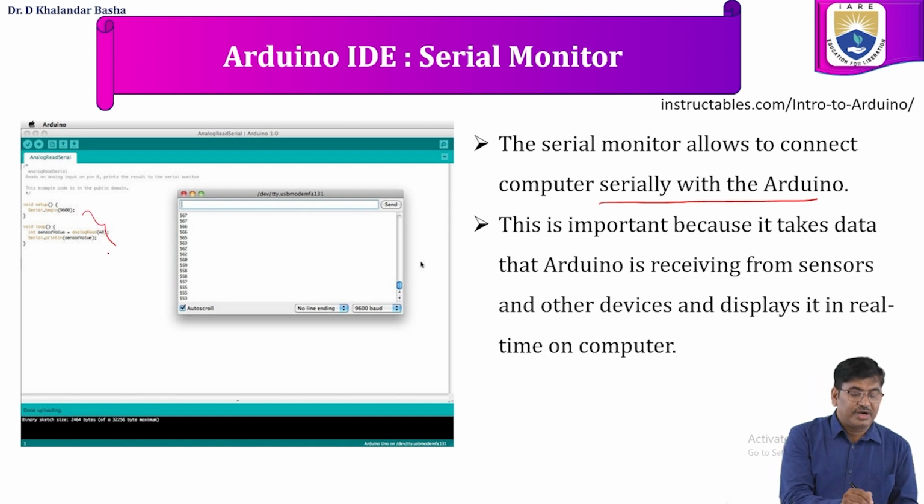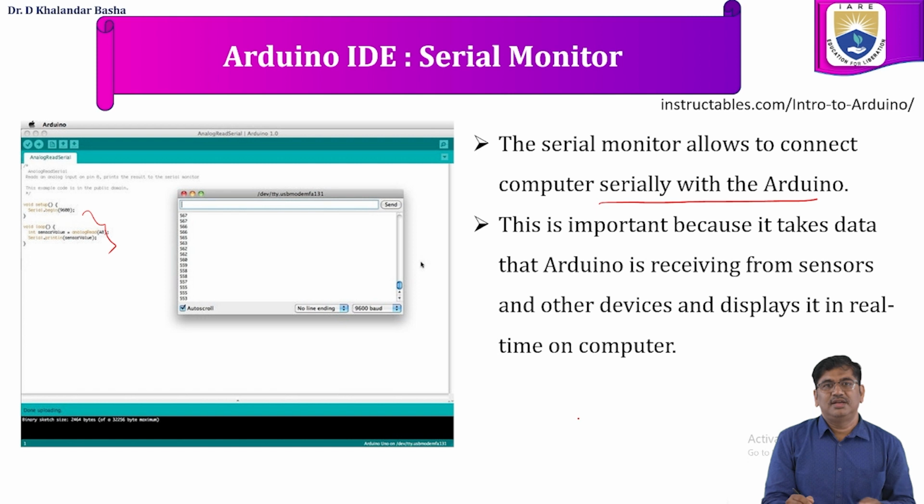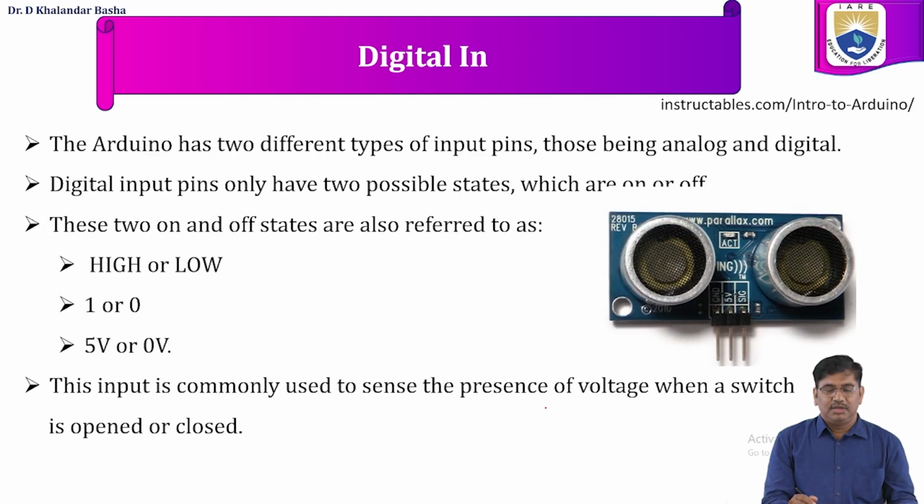So here we are going to write the steps for displaying the serial data. We have to select the baud rate and which data you are going to print, that you can send as an argument. Now, the various elements which we can connect to the Arduino are digital in, digital out, and analog in. So we will see each in detail.